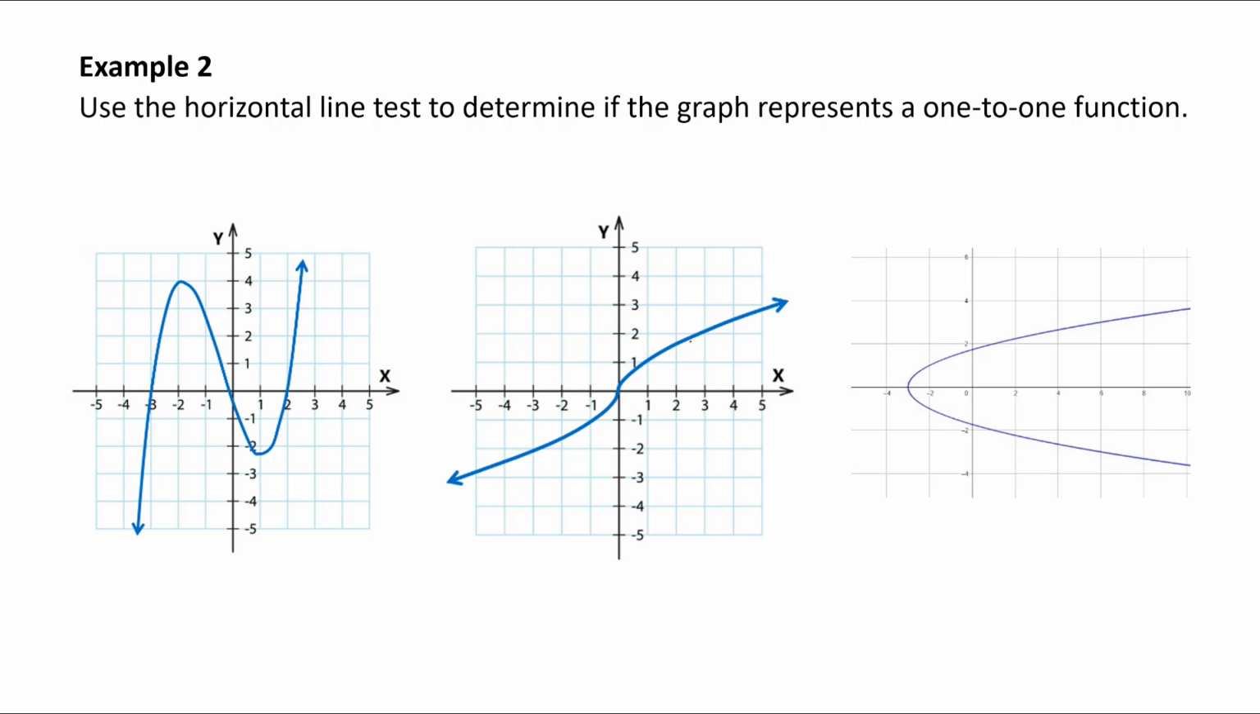All right, let's use the horizontal line test to determine if these graphs represent a one-to-one function. So if we look at that first graph, it hits it 3 times. It's not one-to-one.